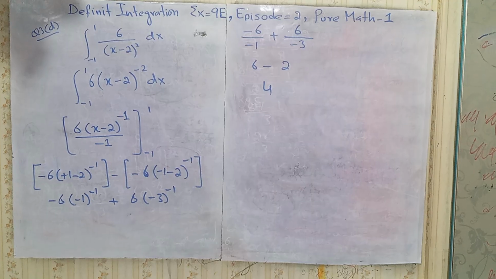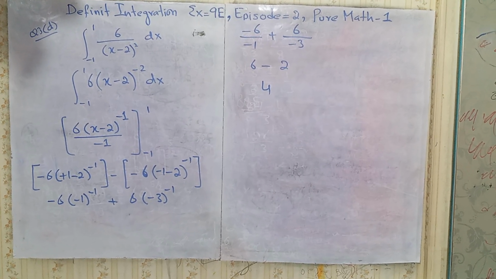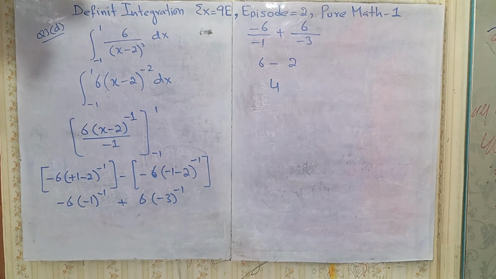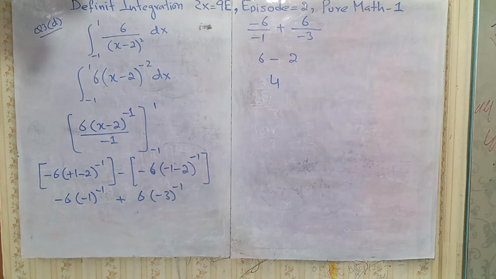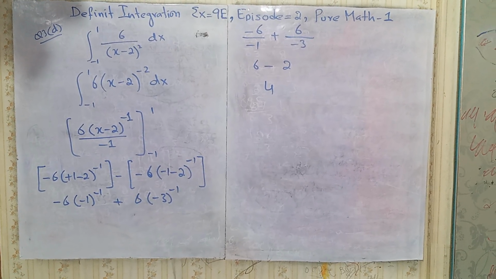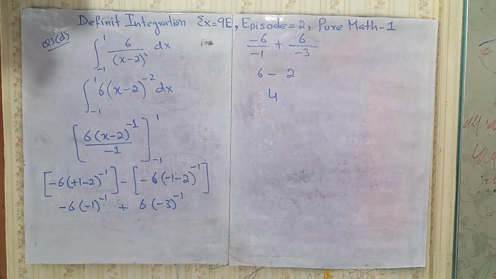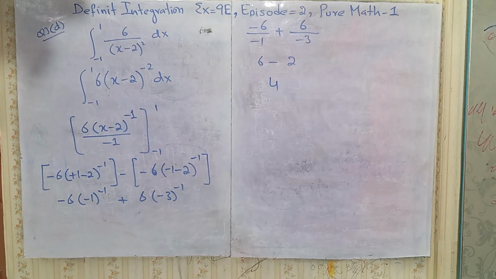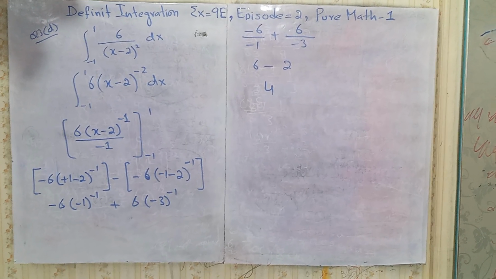Because the powers are negative, I will take these numbers downstairs. So we will have minus 6 divided by minus 1, and in the same way, plus 6 divided by minus 3. Now minus and minus will cancel, you are left with 6. Minus 3 and 6 will cancel with each other, you are left with minus 2. So 6 minus 2 will be 4. So the answer is 4. This is how you will do question number 3 and its D part.